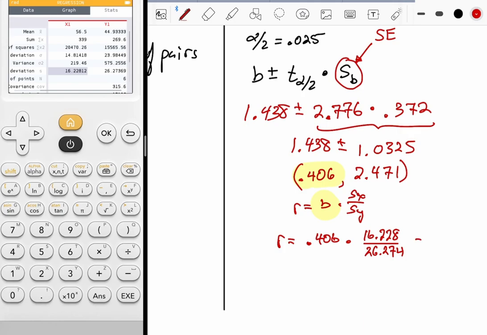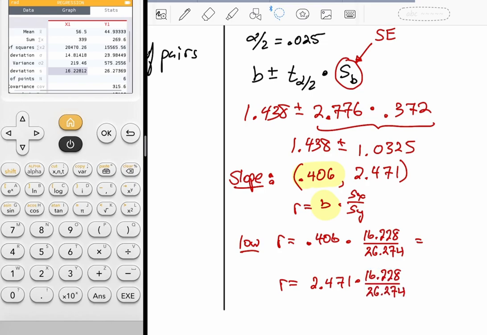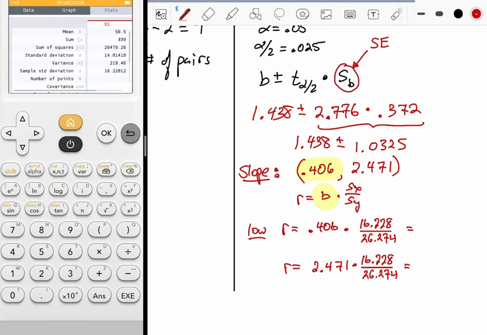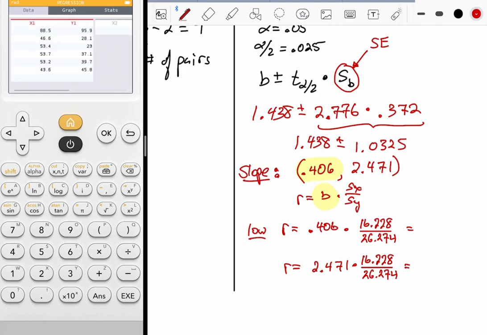All right. So this is going to give me my low bound. Again, this is a confidence interval for slope. So I'm going to get my low bound for R, and then I'm going to do it again, this time with 2.471, and through this process, I'll get my confidence interval. So I'm taking the low bound and the upper bound.